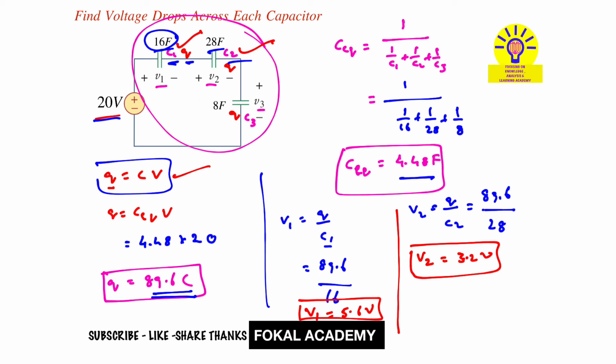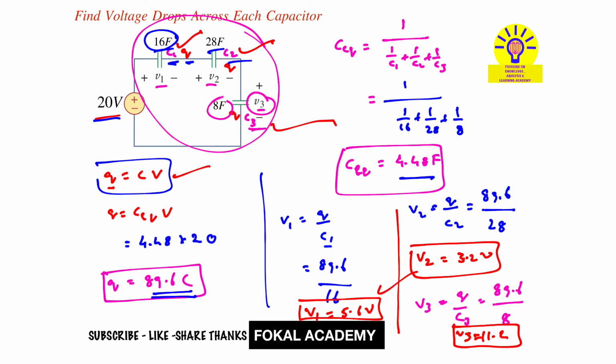Similarly, at C3 the voltage drop is V3. So V3 equal to Q by C3. Q is 89.6 coulombs divided by C3, 8 farads. By simplifying this, we get V3 equal to 11.2 volts. And this is the voltage drop across the C3 capacitor. These are the corresponding voltage drops across C1, C2, C3, and this is the process of simplification.